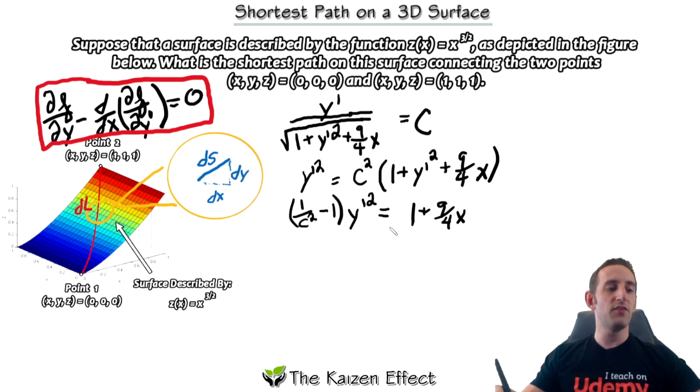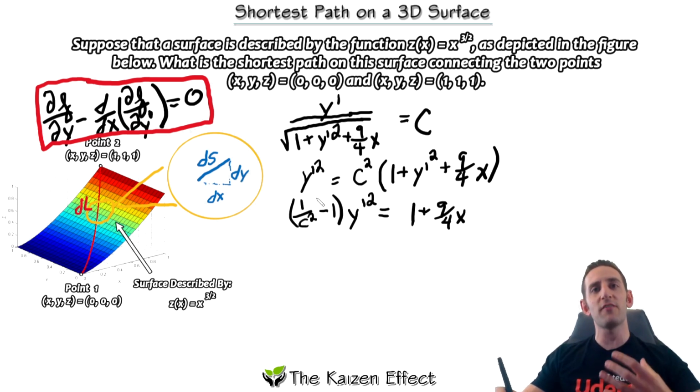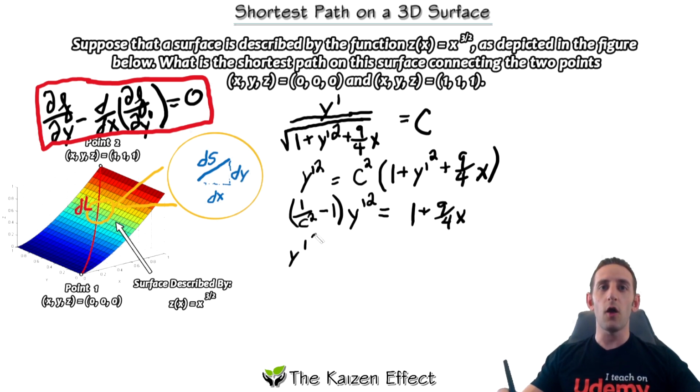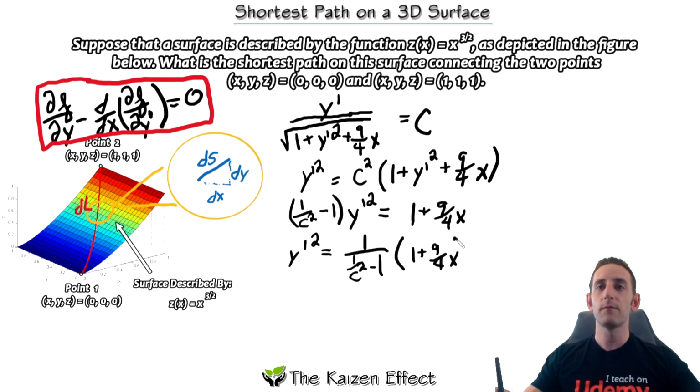So the next thing we want to do, which I've shown multiple times in the course and in a lot of videos, is we want to get this guy over here, and then convert it to another constant that simplifies our life and makes it easy. So I'll work through it so you see exactly what's going on. We're going to isolate our y prime term. We get 1 over c squared minus 1 times 1 plus 9 over 4x.